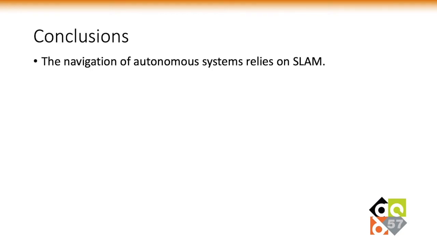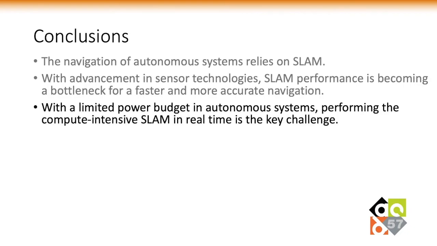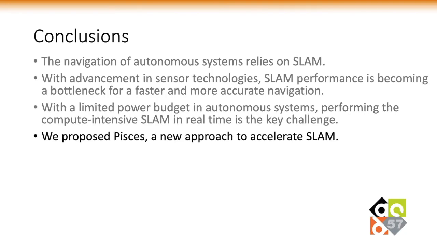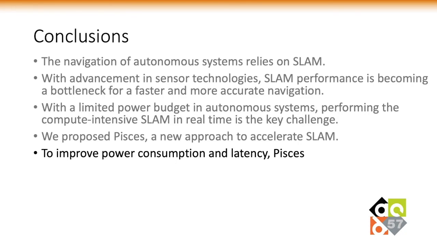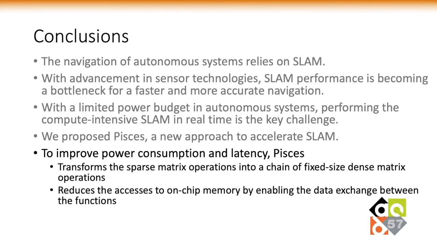In this presentation, we focused on SLAM that plays a key role in the navigation of autonomous systems. However, with advancements in sensor technologies, SLAM performance is becoming a bottleneck for a faster and more accurate navigation. With a limited power budget in autonomous systems, performing the compute-intensive SLAM in real time is the key challenge. To solve this challenge, we proposed Pisces, a new approach to accelerate SLAM. To improve power consumption and latency, Pisces transforms the sparse matrix operation into a chain of fixed-size dense matrix operations, and it reduces the accesses to on-chip memory by enabling the data exchange between the functions.